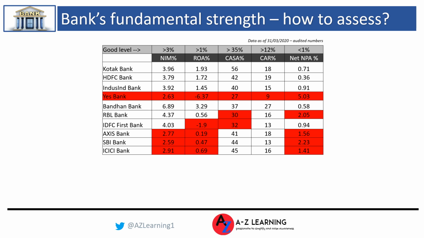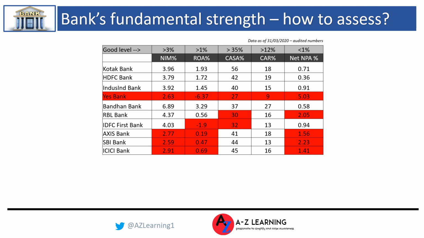So the first column is for net interest margin, NIM. Second is ROA, which is return on assets. Third one is the CASA, which is the current account and savings account deposit ratio. Then the capital adequacy ratio, which is CAR. And the last column is net NPA percentage, which is net non-performing assets.